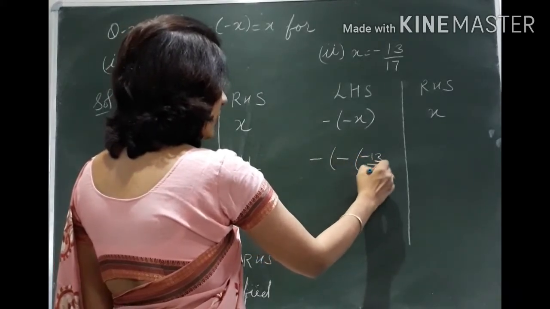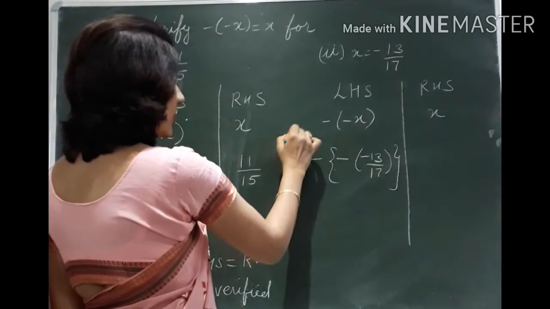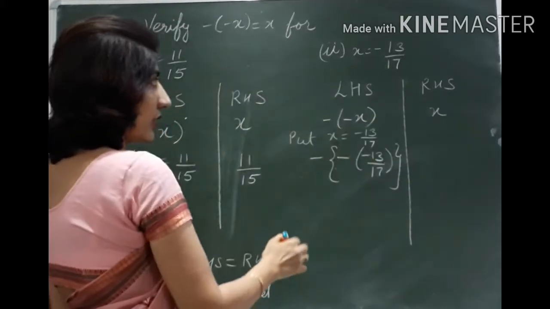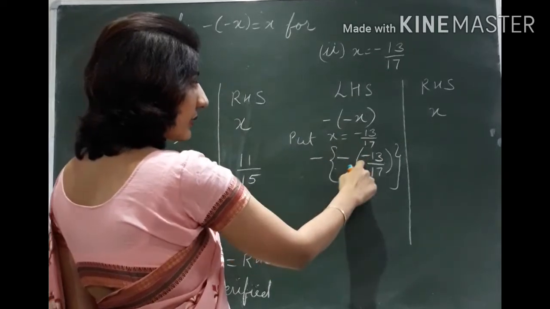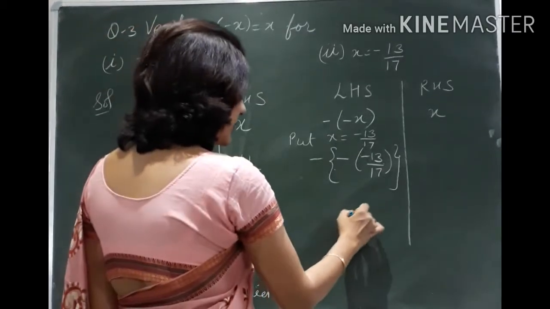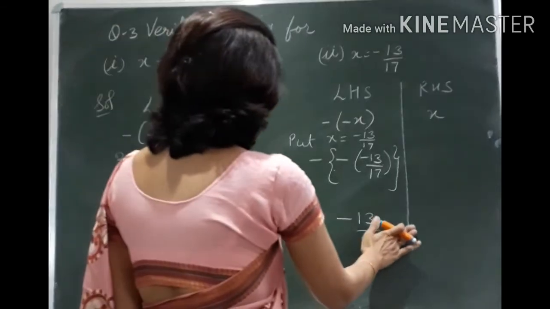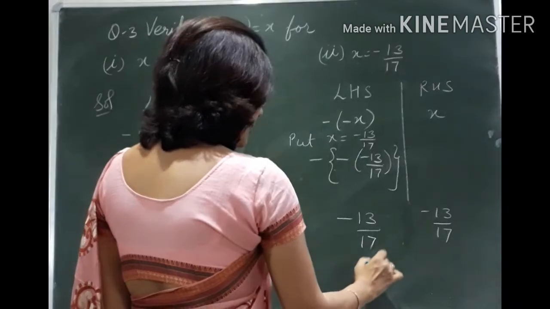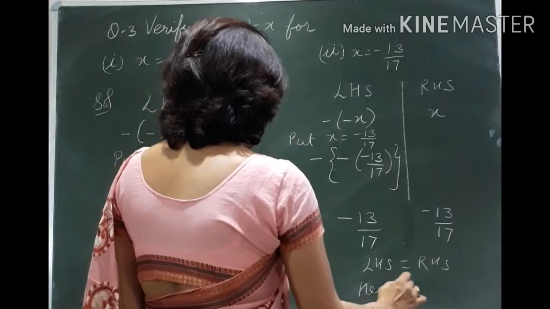If I put the value of x, I can put it here in brackets like this. So you will write here, put x equals to minus 13 by 17. So minus this one, this minus already, and in place of x minus 13 by 17. Now 3 negative signs in multiplication will give a negative sign. So you will get minus 13 upon 17. On the right hand side I have to put the value of x, which is minus 13 upon 17. So LHS equal to RHS, hence verified.